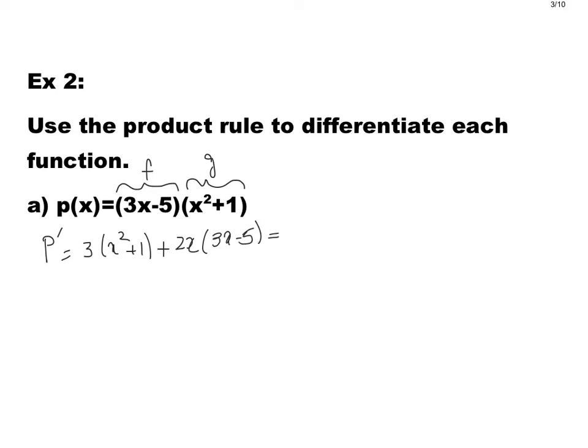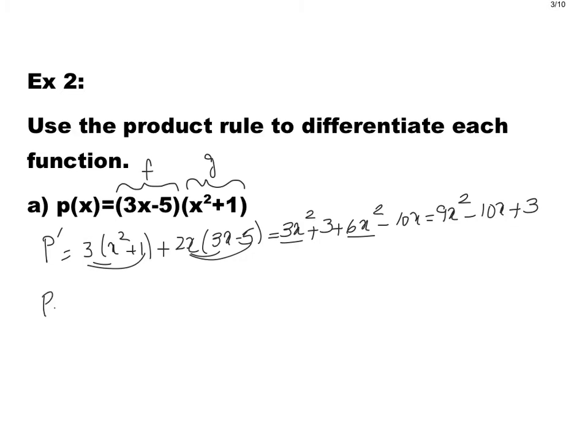Now, if you expand these, we get 3x squared plus 3, plus 2x times 3x is 6x squared, minus 10x. 6x squared plus 3x squared is 9x squared, minus 10x plus 3. I can also find the same derivative by expanding the product.